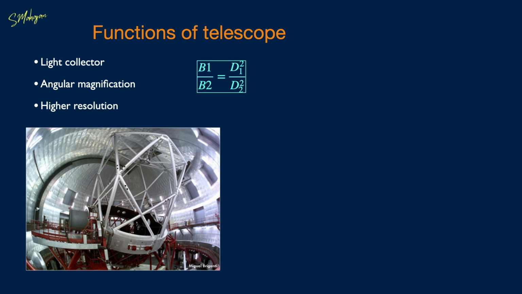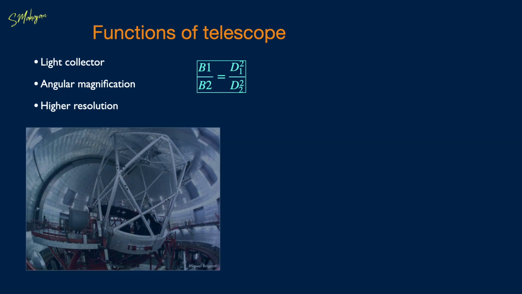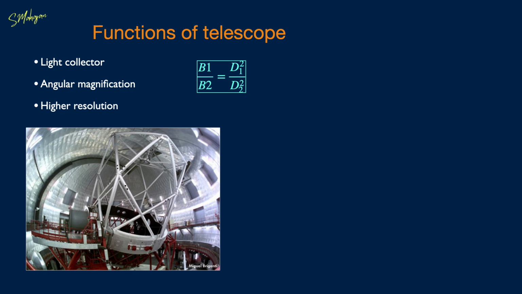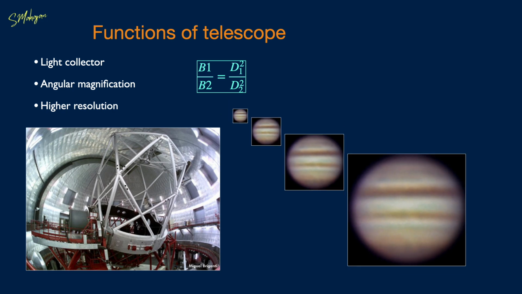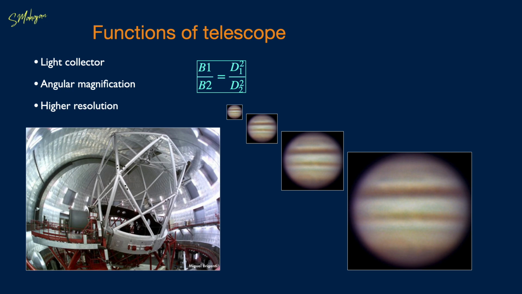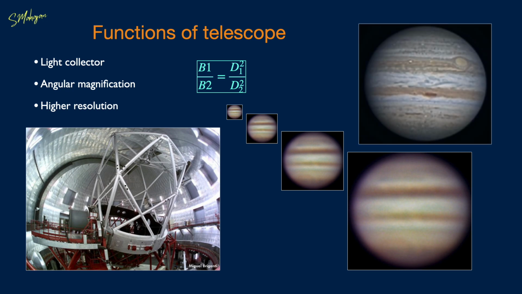But why do we need a telescope? A telescope does three main jobs for us. It collects light. That's why the bigger, the better. Secondly, it provides angular magnification, which means that the object appears bigger in size. And lastly, it resolves the object, that is, it helps us in seeing the finer details, for instance, here in the case of Jupiter.